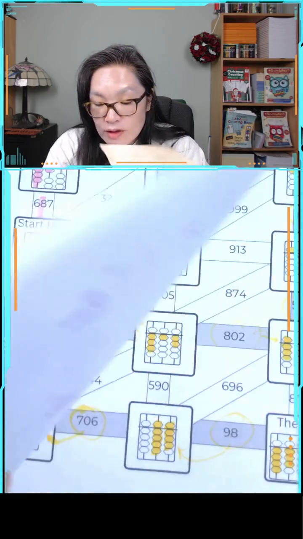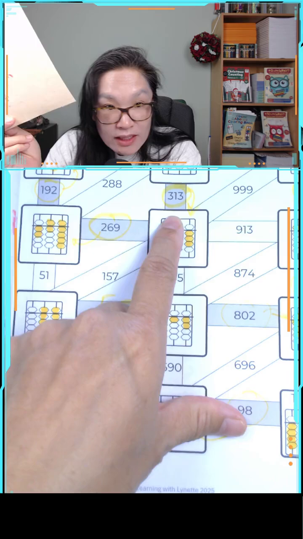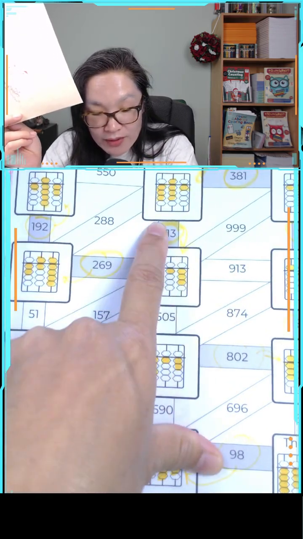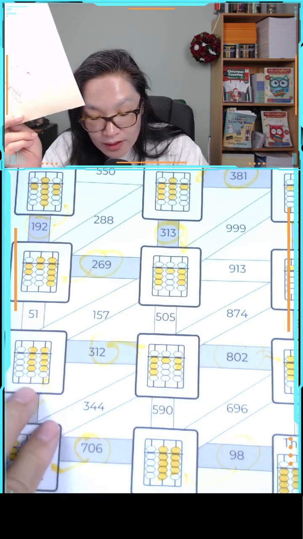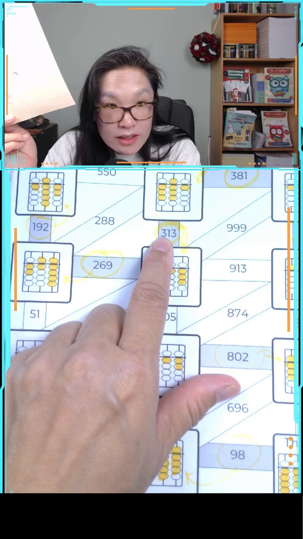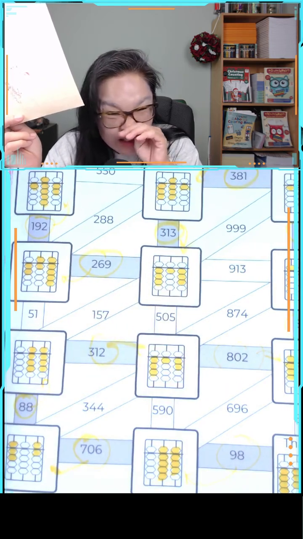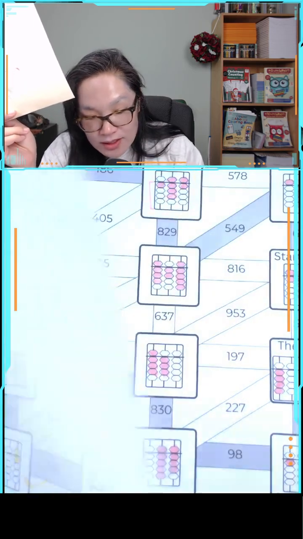I give you another thing called a reverse maze. A reverse maze means I give you the number and I give you the path, and I want you to color in the abacus. So this number is 313. You're supposed to color in 313 on the abacus. And that's what that is. So this is the 3-digit number.